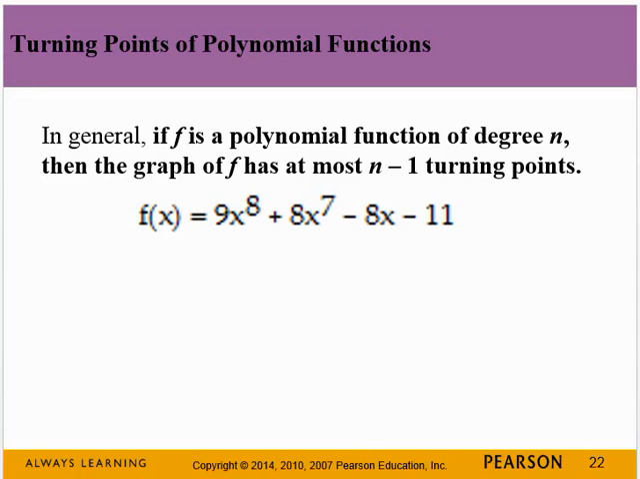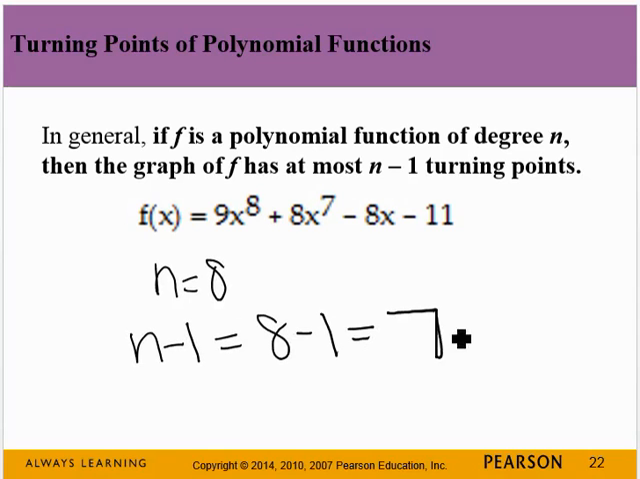Turning points of polynomial functions. In general, if f is a polynomial function of degree n, then the graph of f has at most n minus 1 turning points. So all you have to do is look at your highest degree. In this case, the highest degree is 8. So n equals 8. So n minus 1 is 8 minus 1. So that means the graph has at most 7 turning points.